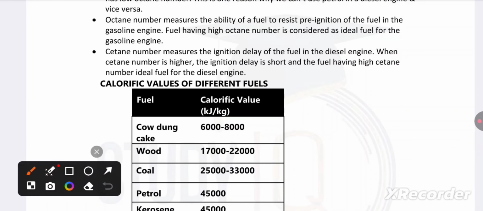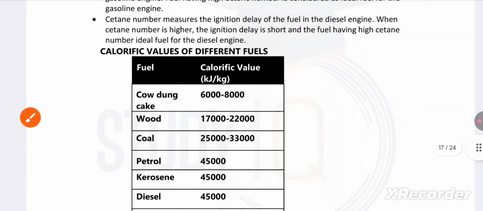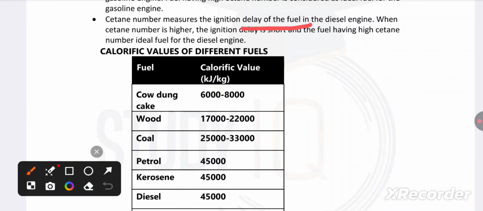Octane number measures the ability of a fuel to resist pre-ignition in the gasoline engine. A fuel with a high octane number is considered an ideal fuel, very important, ideal fuel for gasoline engines. Cetane number is measured by ignition delay. This is important, ignition delay, for the diesel engine. When the cetane number is higher, the ignition delay is short, so a fuel with a high cetane number is the ideal fuel for diesel engines.